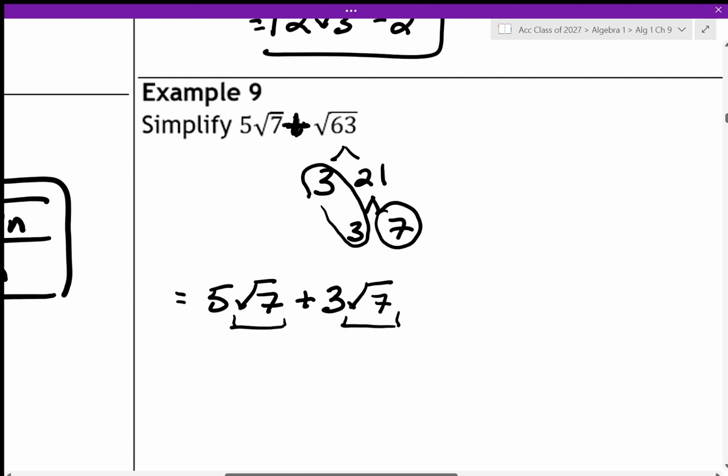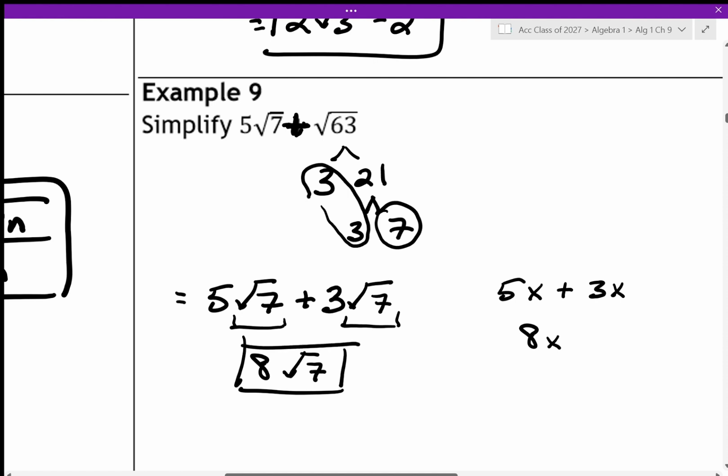Now, these are like radicals, the root 7 and the root 7. Because they are the exact same thing, you could combine like terms even more. So I'm going to treat this like it was 5x plus 3x. Well, 5x and 3x would be 8x. So over here, we're going to be able to say 8 root 7. And that will be my final answer for that one.